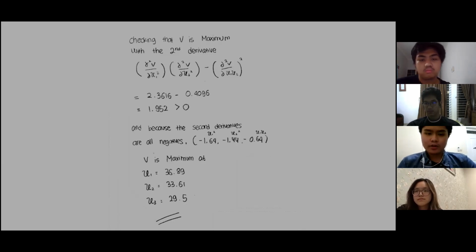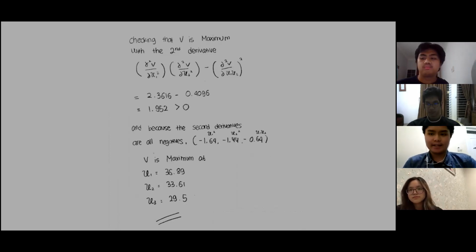We could also look back at the second derivatives we found previously, because both of them are negative. This proves that the V is maximum at the x1, x2 and x3 which we have found earlier: x1, which is 36.89, x2, which is 33.61, and x3, which is 29.5. And that's it. We have found the values of x1, x2 and x3.